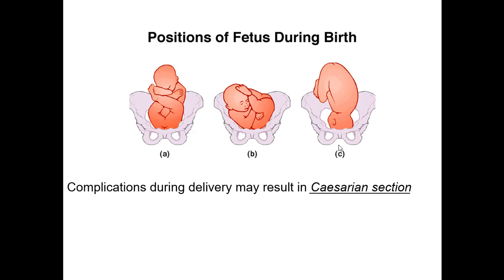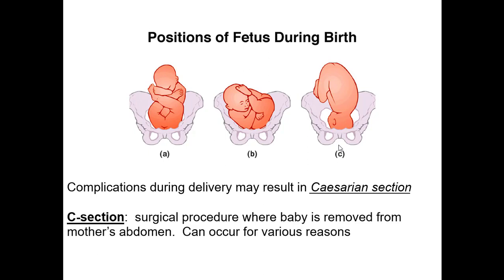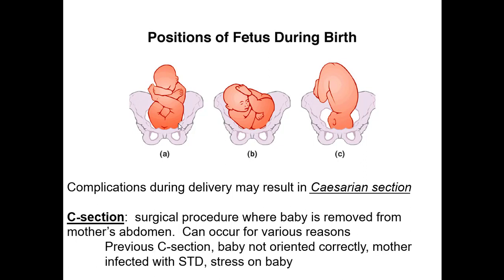Rather than going through the vagina, they would make an incision on the lower portion of the abdomen, and that can be done during complications. Maybe the baby isn't taking on the proper position. If the baby's heart rate increases too fast, the doctor may say, you know what, let's go in and do a cesarean section immediately, because that baby's under a tremendous amount of stress.